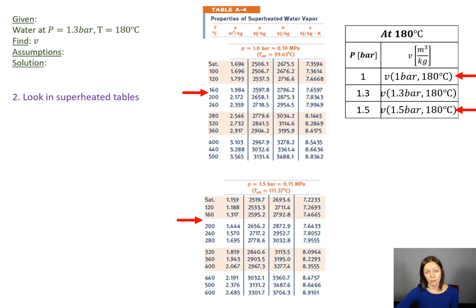Well, I'm going to have to do a double interpolation. I'm going to have to fill in that temperature information on each of those boxes. So I'm going to have to create a line for 180 degrees Celsius and 1 bar, and 180 degrees Celsius and 1.5 bar.